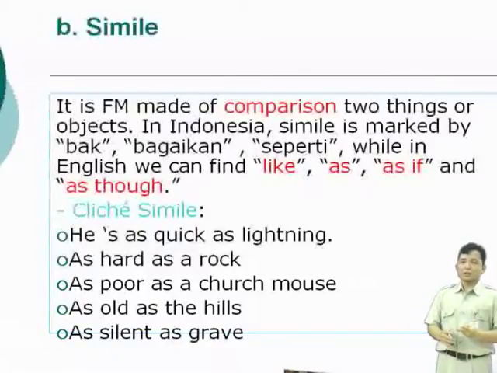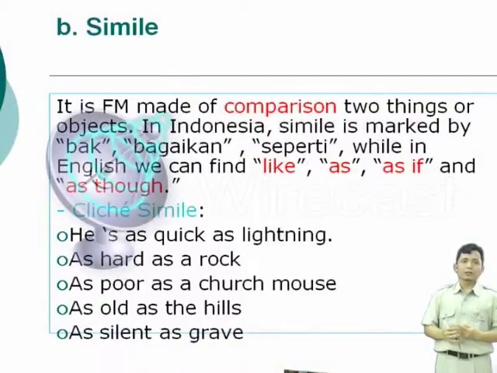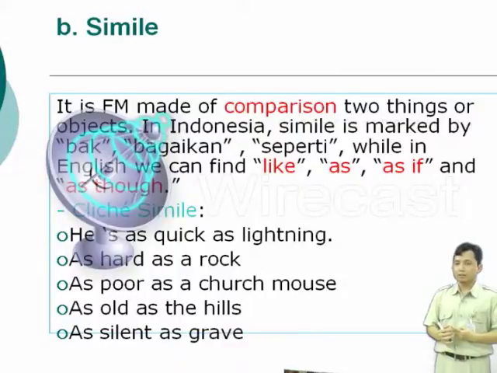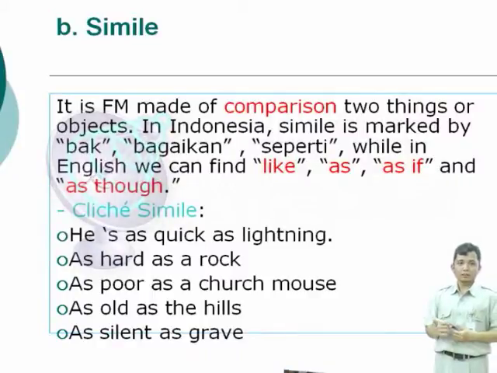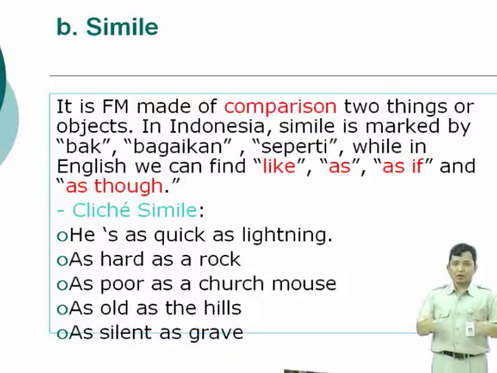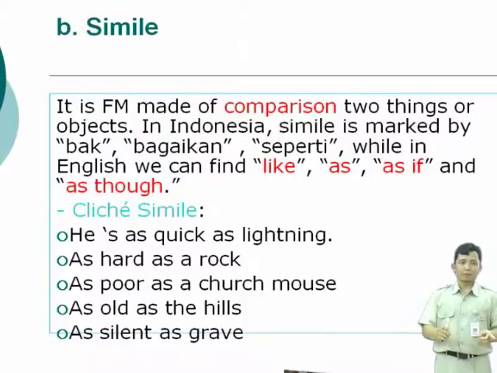There are 2 types of simile. The first one is cliche simile. The example is: he is as quick as lightning. It means in bahasa dia secepat kilat. Commonly, simile can be translated lexically because the patterns of the source language and target language are the same, but there are also different aspects. Let's see example number 3: as poor as a church mouse.